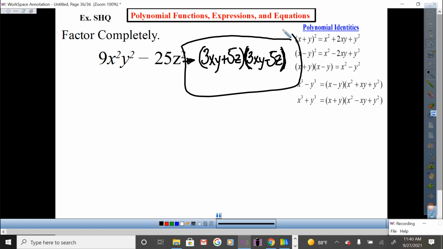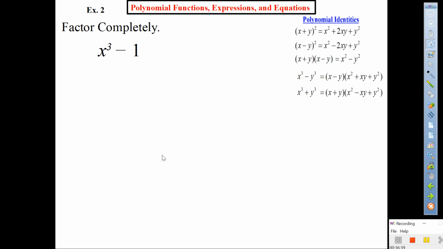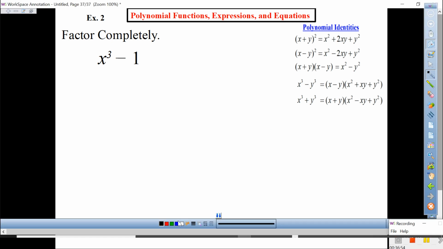Let's crank it up now with cubes. Copy this one, example 2. Factor completely. x cubed minus 1. So, just for the sake of looking at my identities, it's not this one because this is squares, squares, squares. That means now we're here. So this is a difference of what? By the looks of it, cube. So it might be this one.